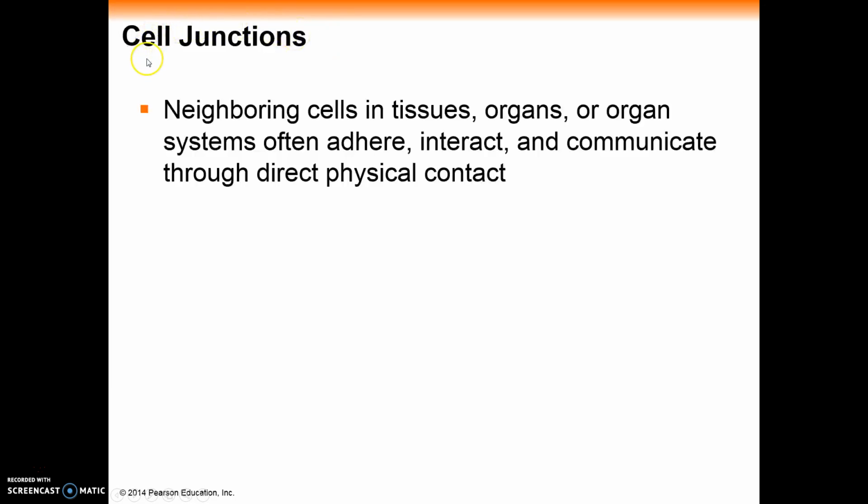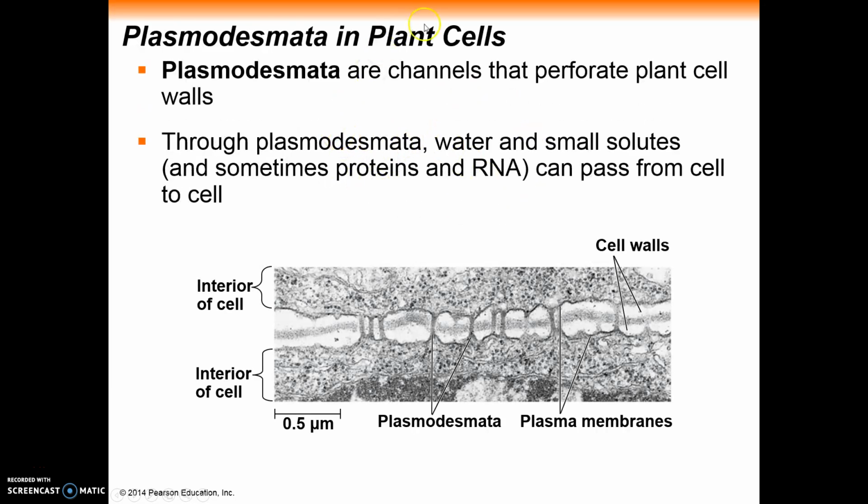We also have junctions occurring between cells. The most prominent of these would be the plasmodesmata within plant cells. Again, this is a plant-specific thing, and you can see them here. They actually form channels from one cell to another cell. So the cytoplasm and several small molecules can actually pass through, even up to the level of proteins and RNA can pass cell to cell. We'll talk about this in more detail when we talk about some issues with plants.